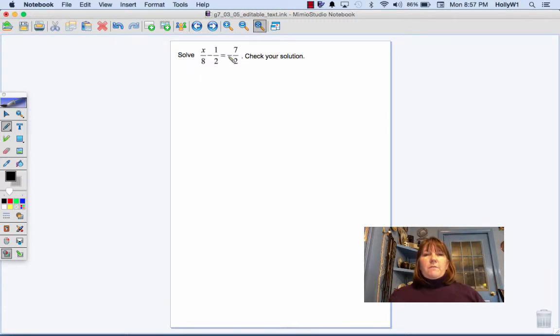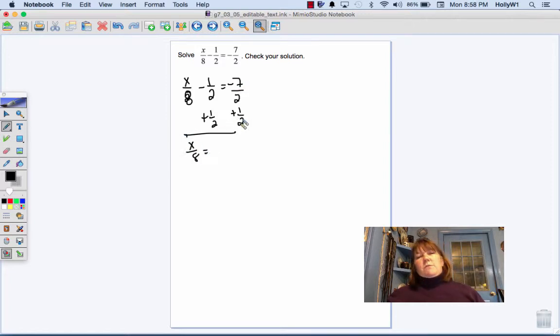So now we're going to get into some fractions here and dividing our variables. x divided by 8, subtract 1/2 is equal to negative 7/2. Well, if I subtracted 1/2, I'm going to add 1/2. So x over 8 is equal to negative 7/2 plus 1/2, which is negative 6/2.